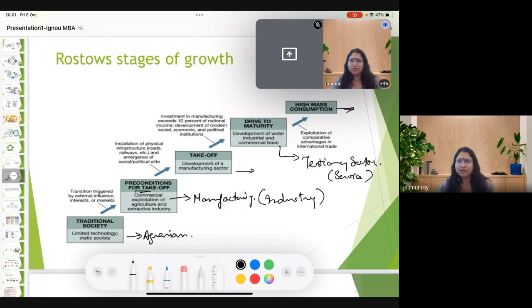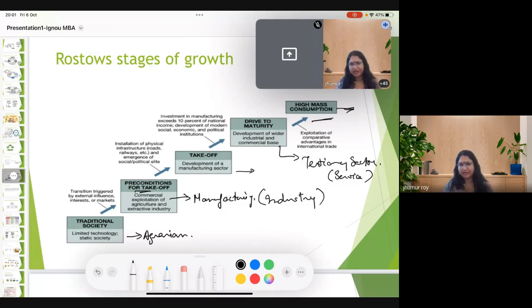You are no longer scared, thinking, "Oh, how should I buy another shirt? I don't have money. Can I buy a car? No, I can't afford a car. Can I buy a house? No, I don't have a house." This doesn't happen. When we're talking about high mass consumption, it means people are confident in their economy.